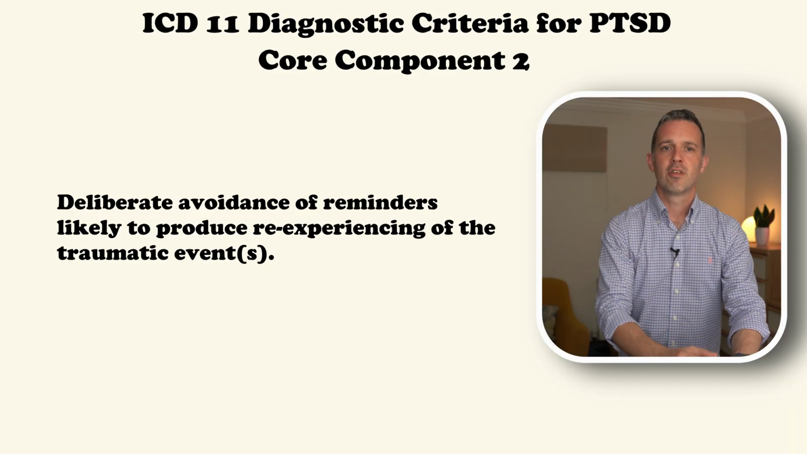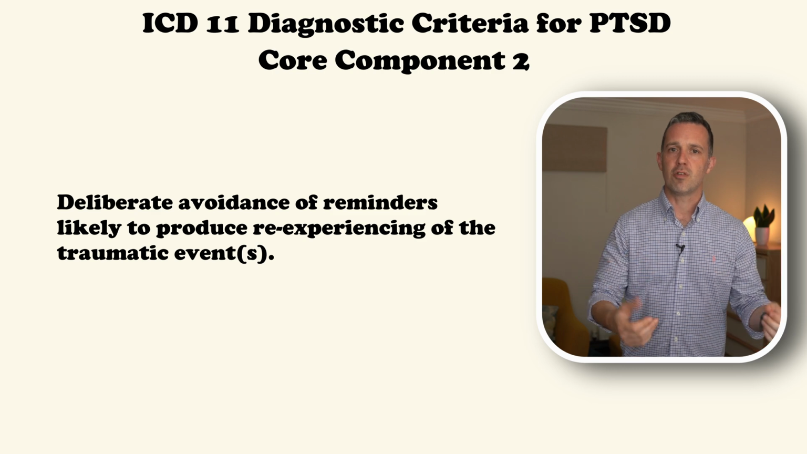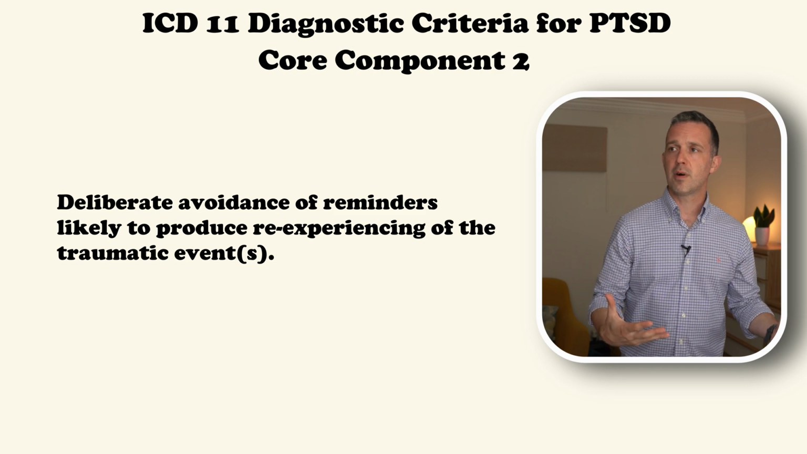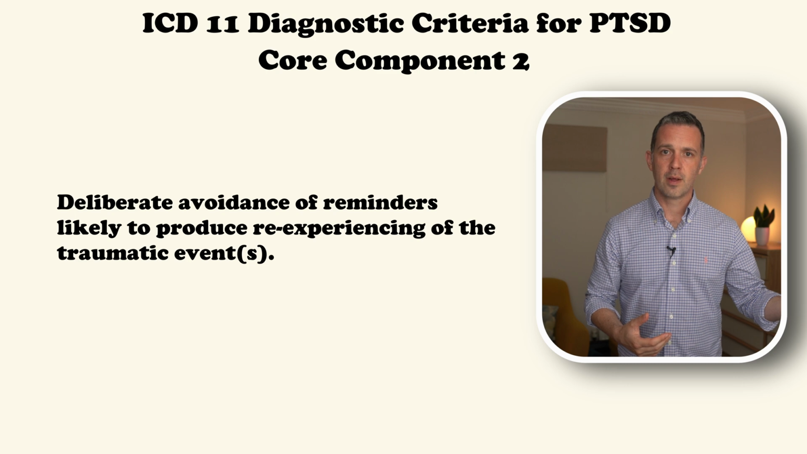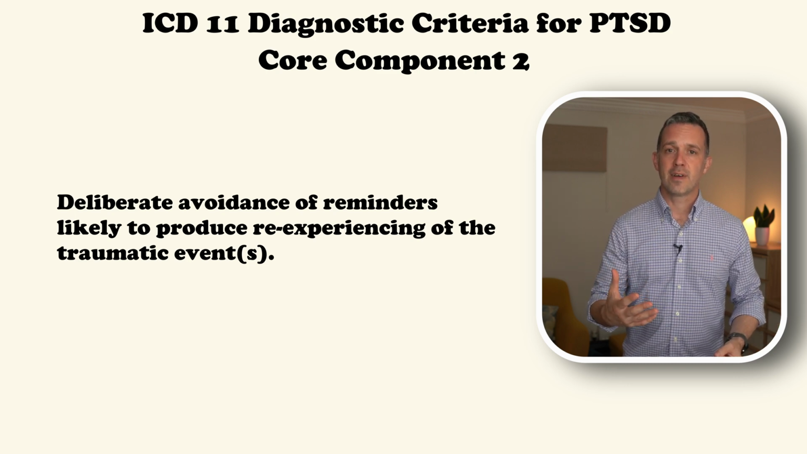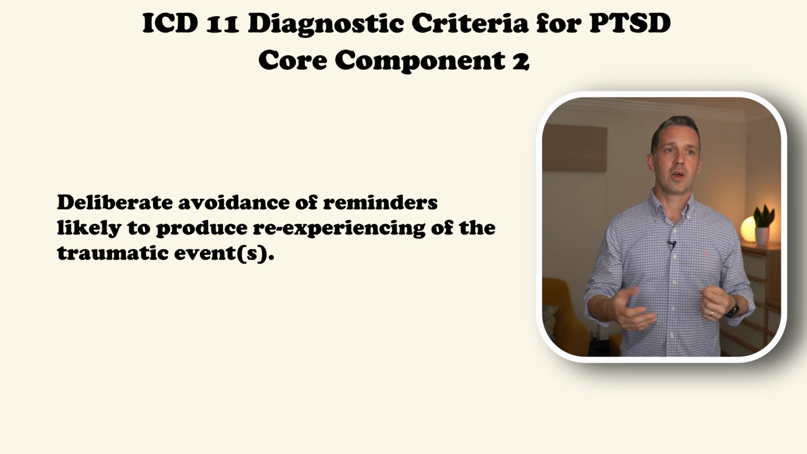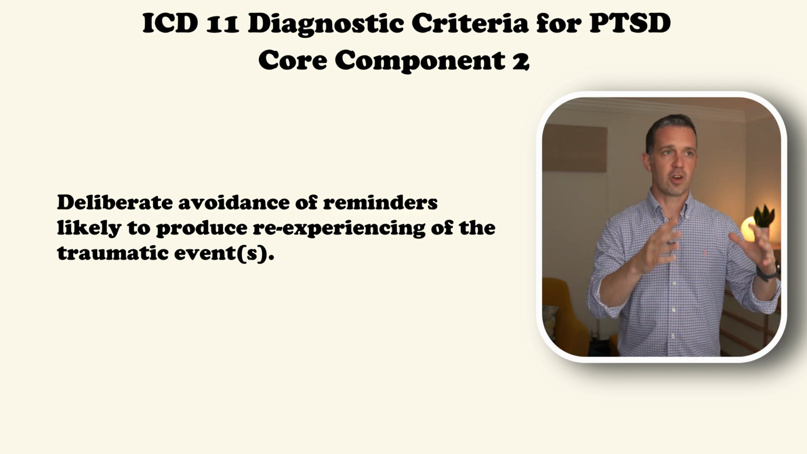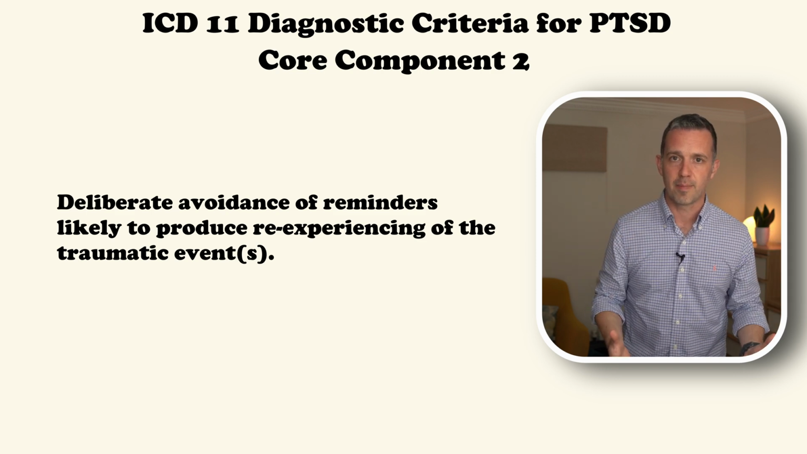The next core component that is addressed is avoidance. So deliberate avoidance of reminders likely to produce re-experiencing of the event. So some people refer to this as trauma reminders. Again, some people refer to this as things that might trigger them. And this might be active internal avoidance of thoughts and memories related to the event. So when you have a thought or a memory, you try to push it away, you try to distract yourself, you're trying not to have it, you're trying to avoid that thought as much as you possibly can.